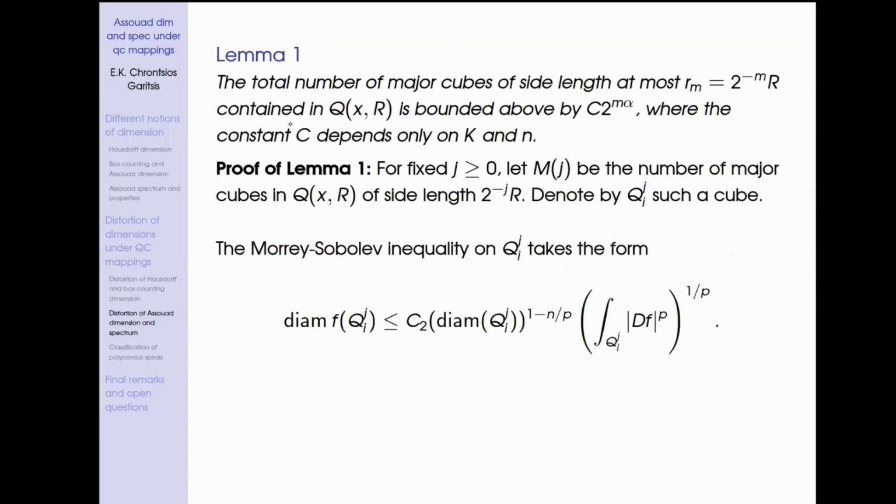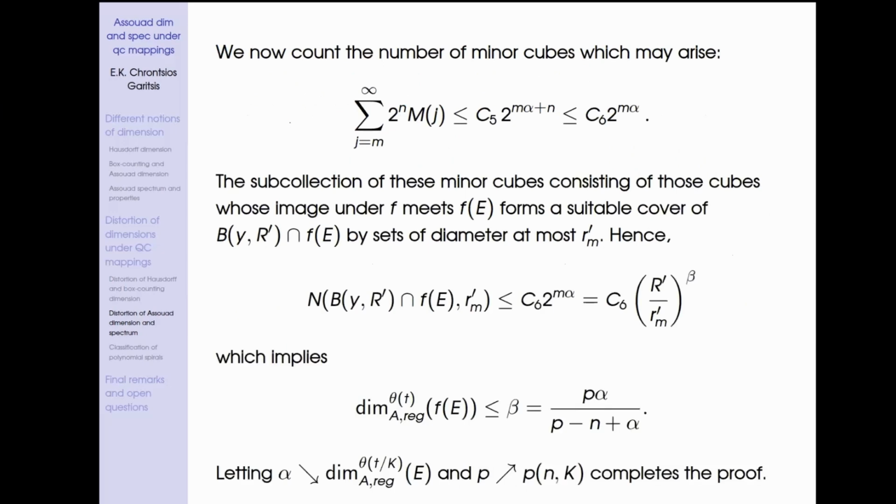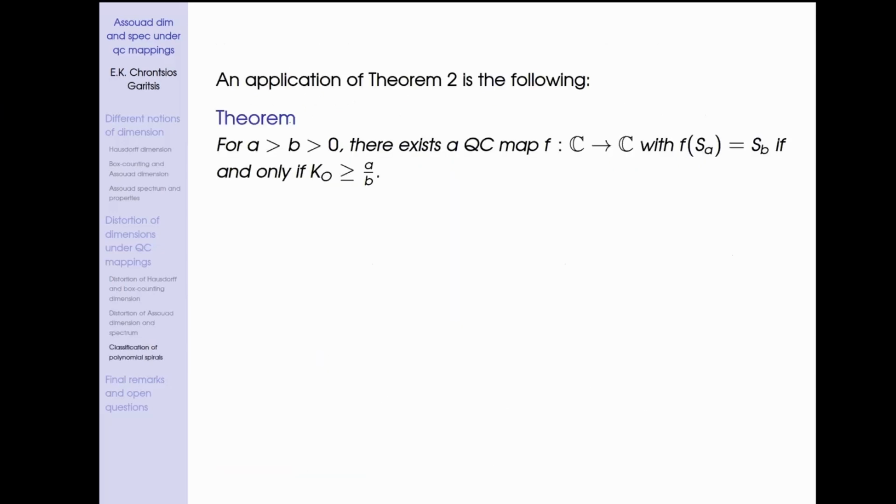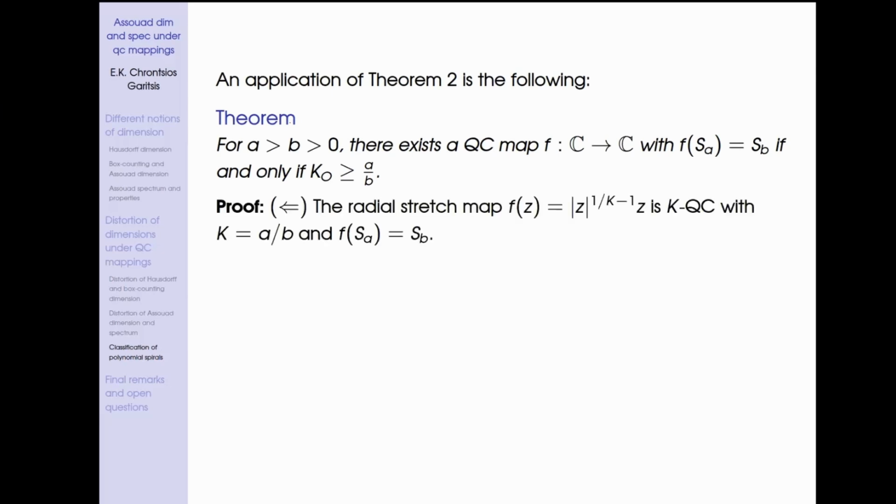So let me skip the slides that involve the proof and let me go to the application of our theorem. Namely, for A greater than B greater than 0, there exists a quasiconformal map F that maps the spiral SA to the spiral SB if and only if the outer dilatation is at least A over B. Now, one direction is easy. Yes, we can find the quasiconformal map that maps SA onto SB and has outer dilatation at least A over B. Namely, that would be the stretch map mod Z to the 1 over K minus 1 times Z. And that map does exactly what we want it to. So that direction is clear.